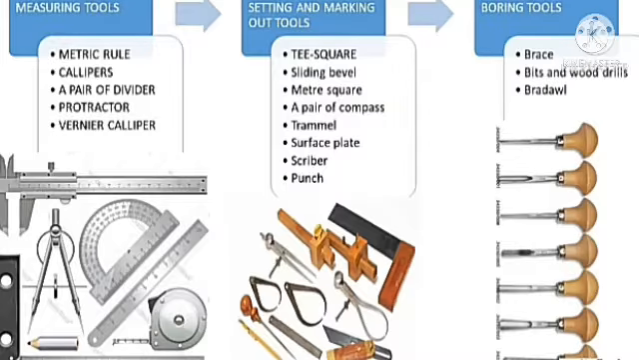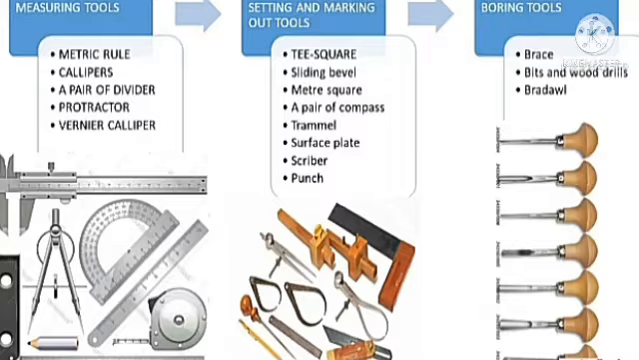Measuring tools are tools used for taking dimensions when working. Examples are the metric rule, calipers, a pair of dividers, and so on. We also have setting and marking out tools. These are tools used to show a particular point where work will be done. As you can see from the examples there, the T-square and sliding bevel are all examples. Then we have boring tools that are used to bore holes into wood. Brace, bradawl, and wood drills are examples of boring tools.